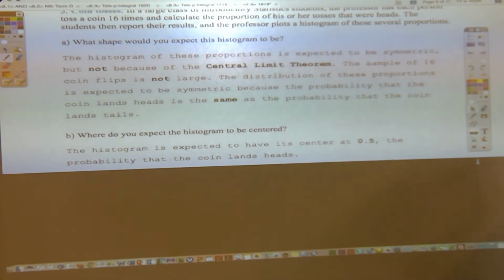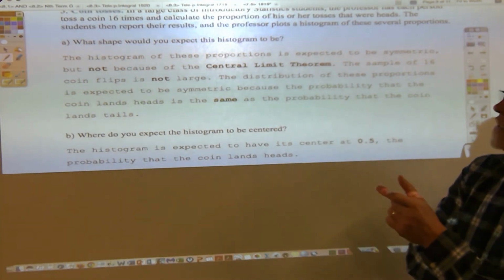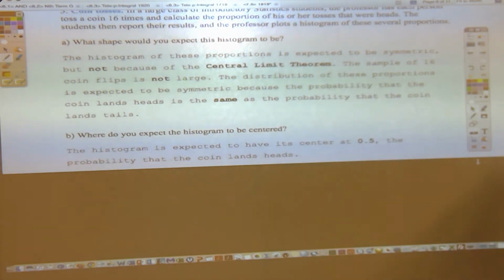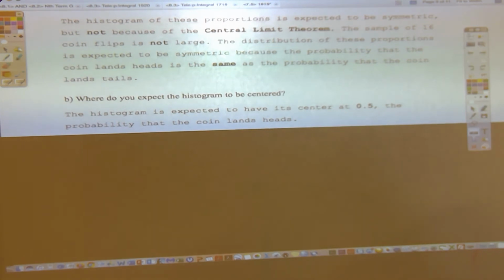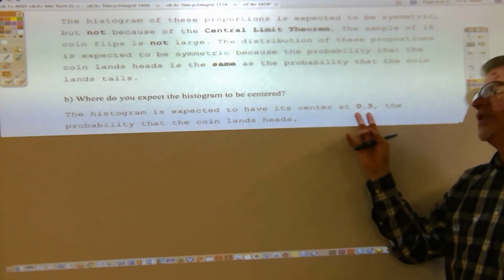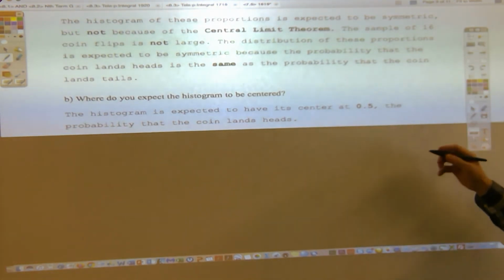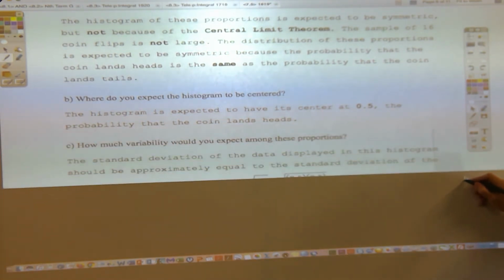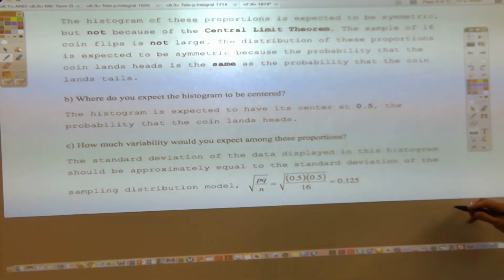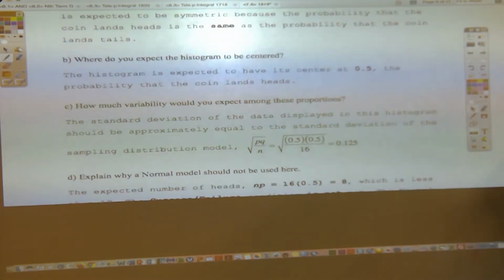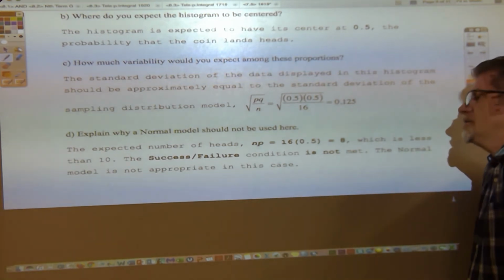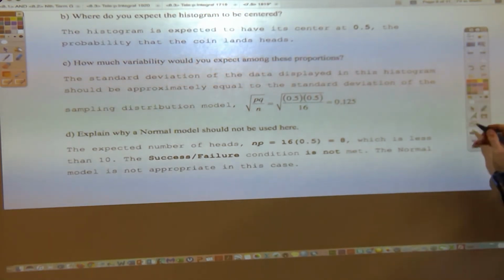Well, think word picture 7 here. We're not looking at sample means here. We're taking a look at sample proportions. The histogram is expected to have a center at 0.5. On average, we expect that half of the coin tosses will give us heads. How much variability would you expect? This is the square root of PQ over N, so you're expected to be able to perform the square root of PQ over N calculation. And the expected number of heads, this is no surprise, this is word picture 7.